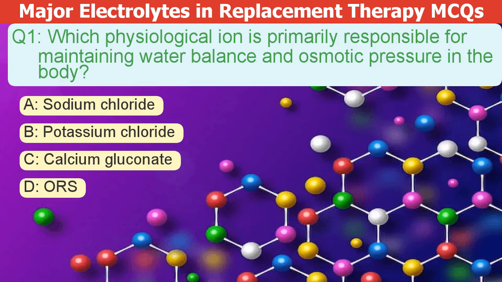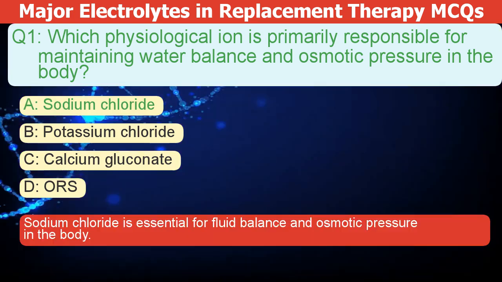Which physiological ion is primarily responsible for maintaining water balance and osmotic pressure in the body? A. Sodium chloride. B. Potassium chloride. C. Calcium gluconate. D. OS. The correct answer is A. Sodium chloride is essential for fluid balance and osmotic pressure in the body.